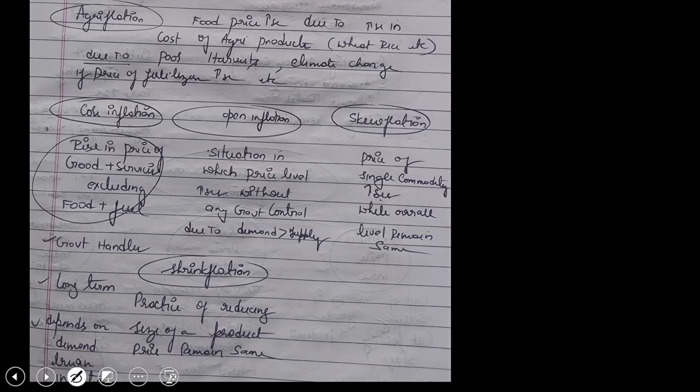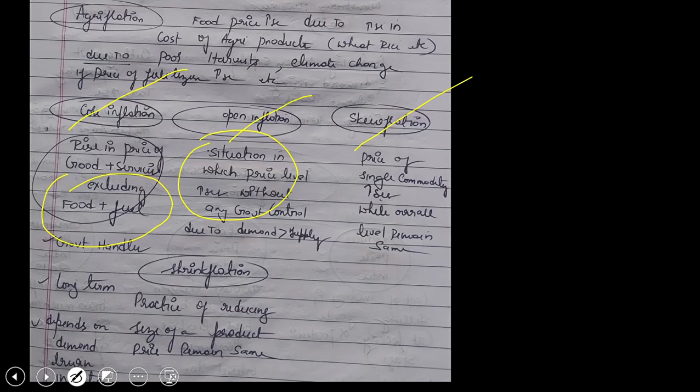Again, we have three types of inflation, that is core inflation, open inflation, and skewflation. Now let us understand one by one. So what is core inflation? Here, it is the rise in price of goods and services excluding food and fuel. So that is the difference. Whereas open inflation is a situation in which the price level increases without any government control. So here, the government is not involved. It happens automatically. How? When the demand increases, supply decreases. So that comes under open inflation.